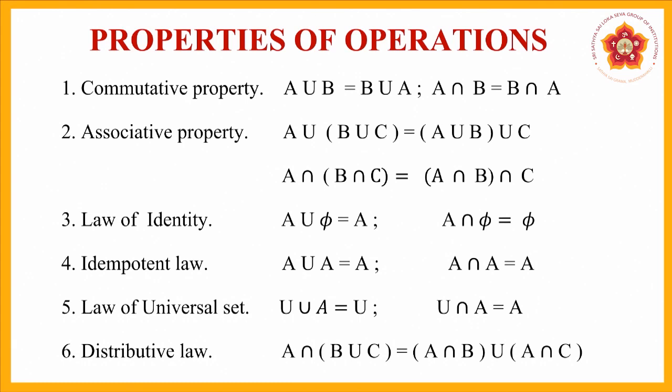As you have studied properties of addition, subtraction, multiplication, division for various sets, set of natural numbers, set of integers, set of rationals, set of irrationals, set of real numbers, in the same way we are going to study some of the properties of these operations. Beginning with, the first property is that of commutativity. So, for union it is A union B is equal to B union A. For intersection it is A intersection B is equal to B intersection A.